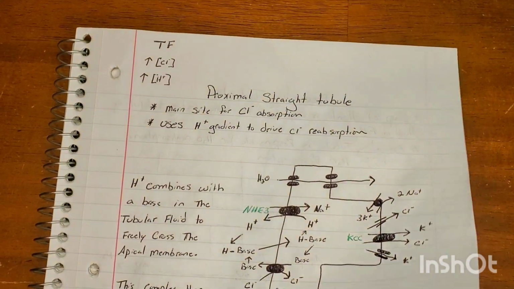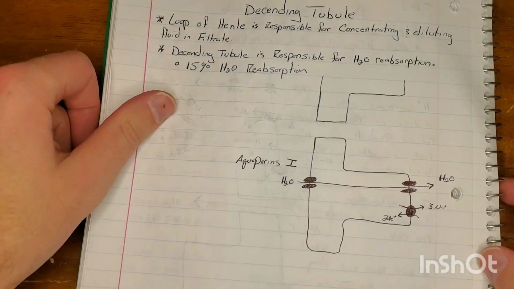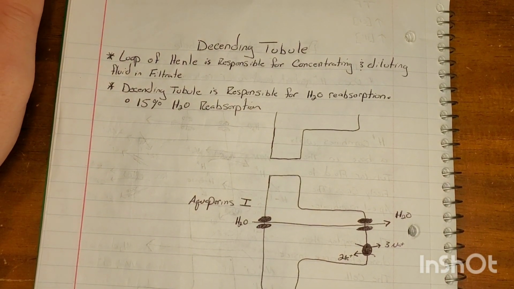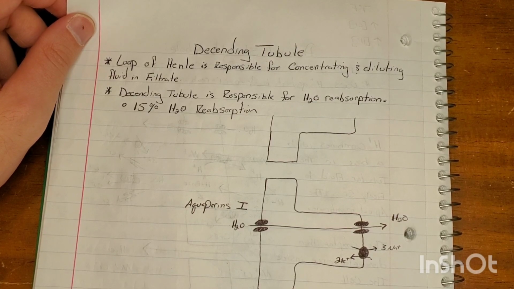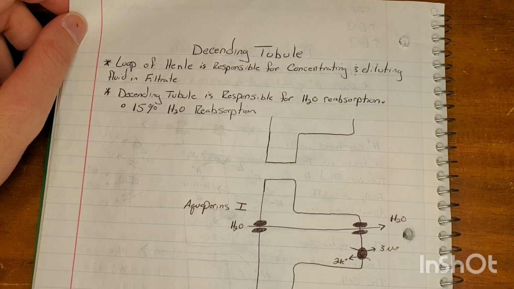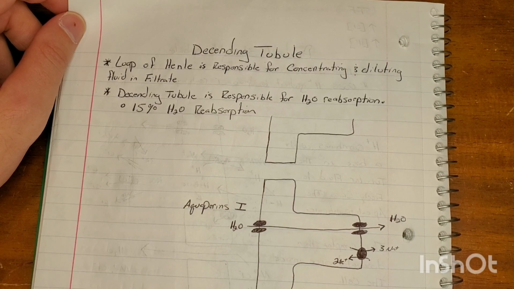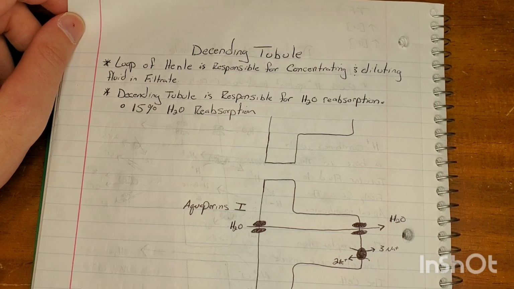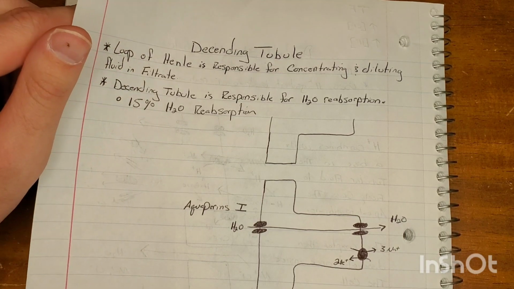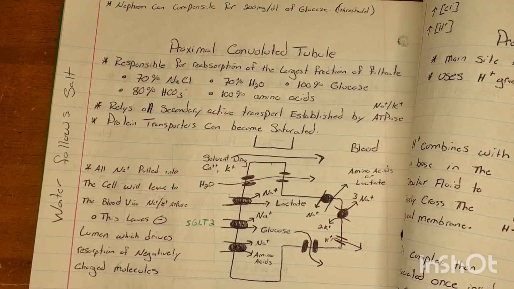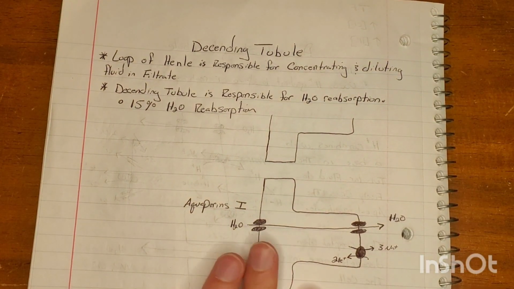You'll notice that as we continue to go down further and further, these don't have as many important roles to play. They're still important, but they don't have as many transporters in each cell. So the descending tubule: you've probably heard of the loop of Henle before. The loop of Henle consists of a descending tubule and an ascending tubule. The descending tubule is responsible for concentrating and diluting fluids in the filtrate. So basically, water is going to go from the tubular fluid to the blood, still following salt. That's 15% of water reabsorption. Right now we're up to about 70% plus 15, so about 80% of water is reabsorbed at this point.